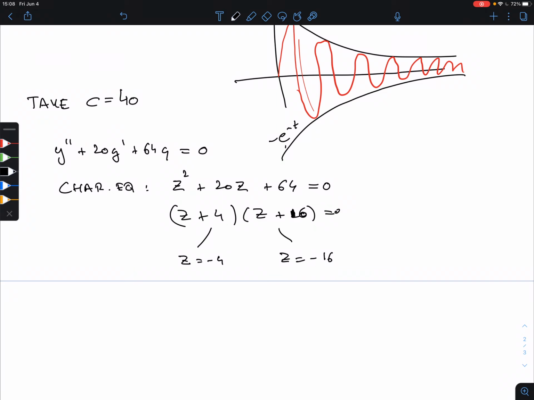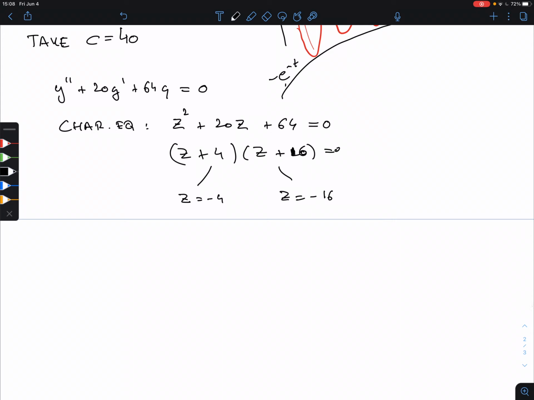What do we know about this? What does this mean? We know now that this is overdamped.